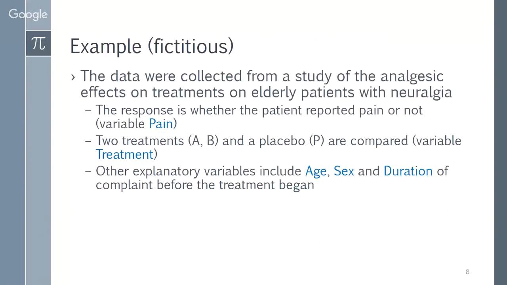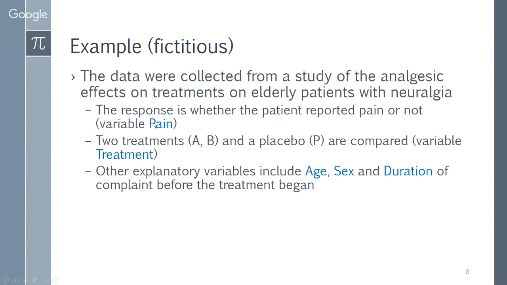We have data from a study that was done on the analgesic effects of treatments on elderly patients with neuralgia. They're giving some anesthesia, 3 different kinds. One is a placebo, and then we have 2 different treatments, A or B. The response variable is whether or not the patient is reporting pain. Yes is like the success. So ideally, we want to figure out what reduces pain.